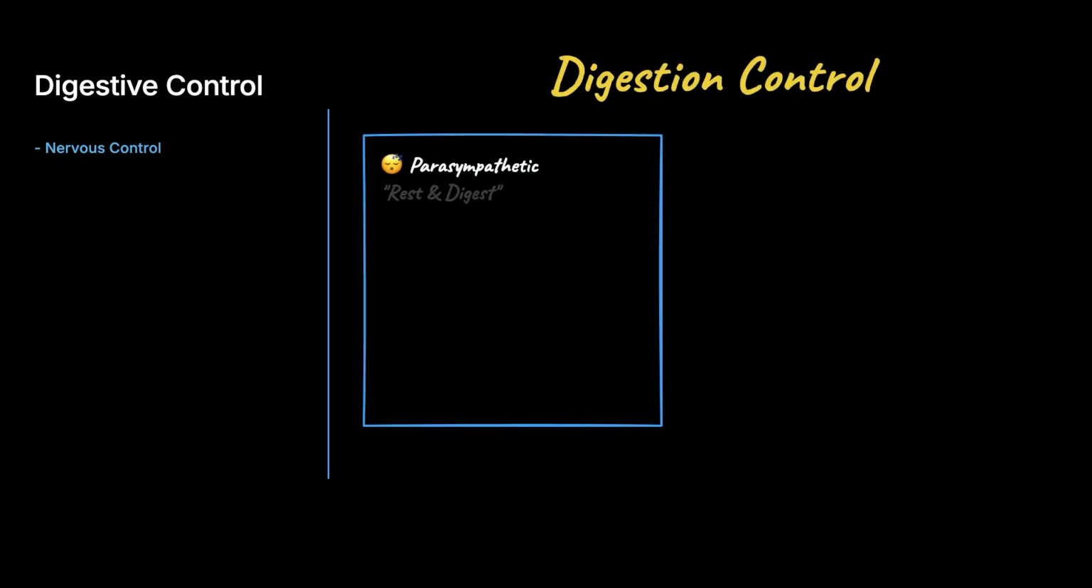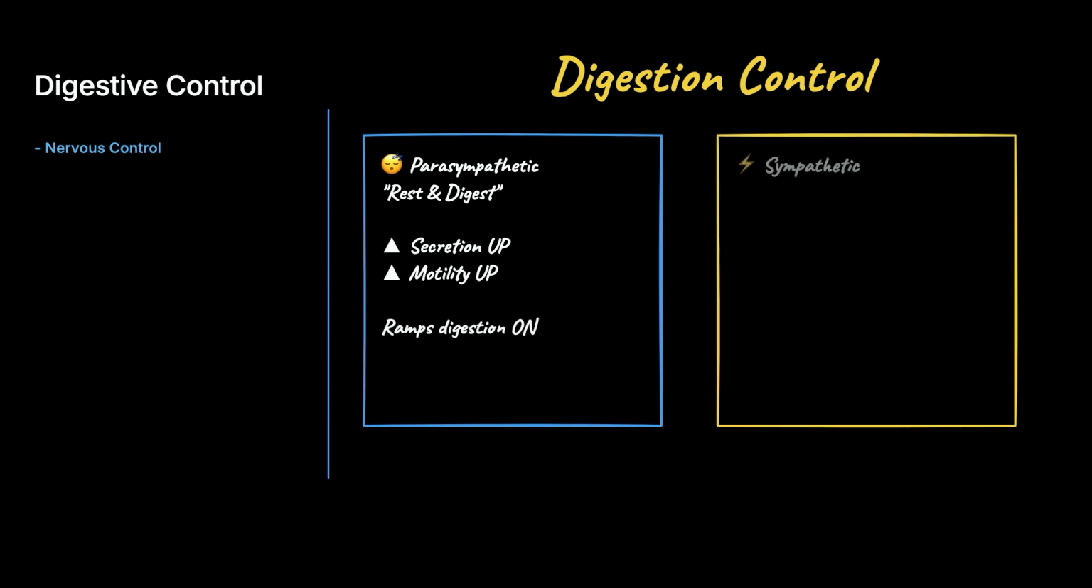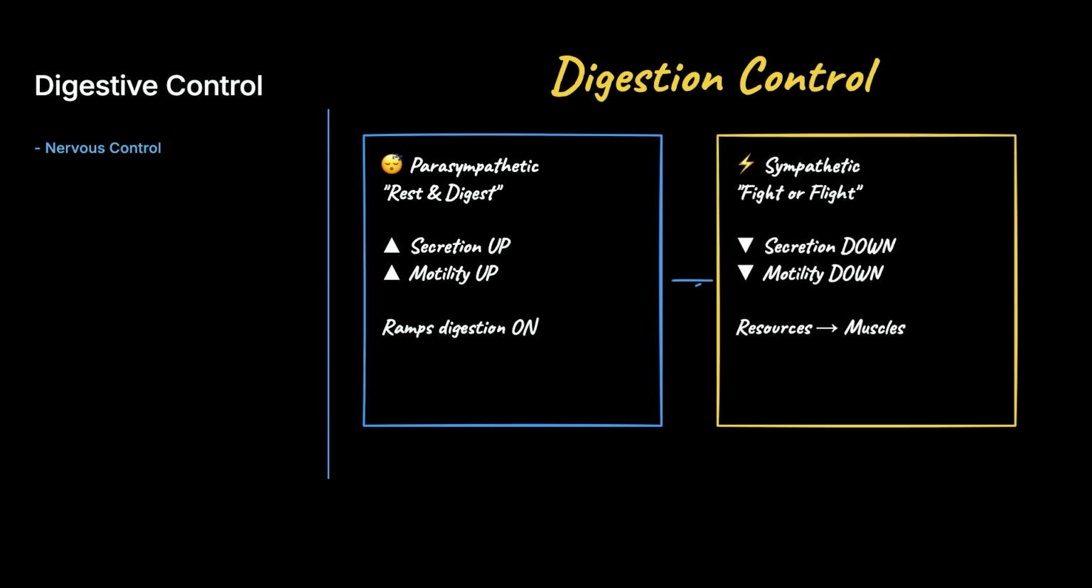Now let us tie it together with control. Because digestion is carefully regulated by nerves and hormones, nervous control comes from two opposing branches. The parasympathetic system, called rest and digest, ramps digestion up, increasing secretion and motility. The sympathetic system, fight or flight, shuts digestion down to send resources to your muscles instead.